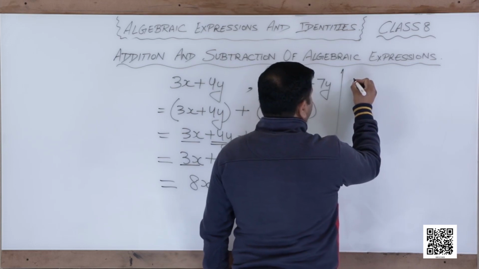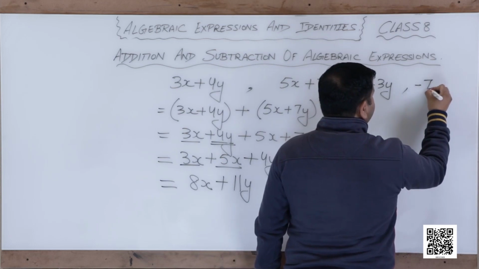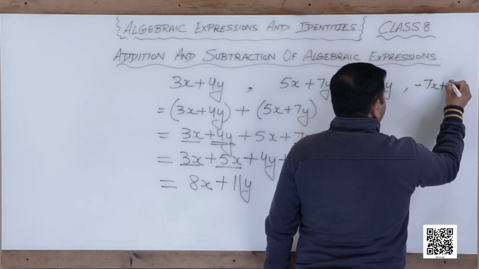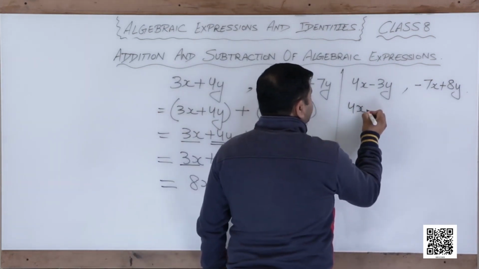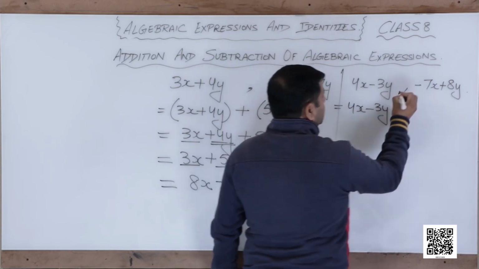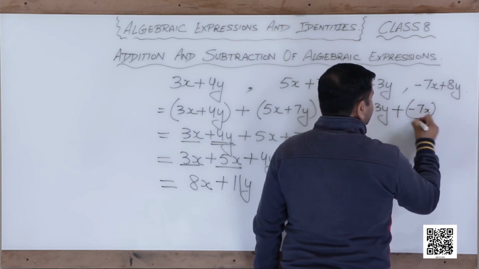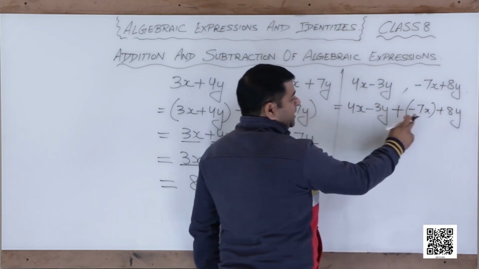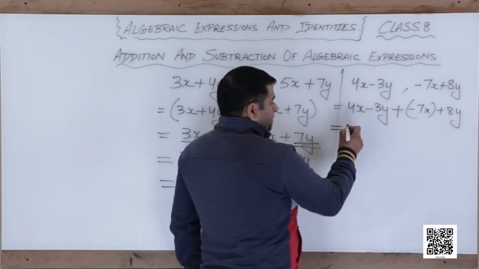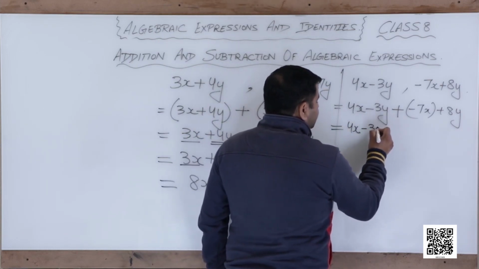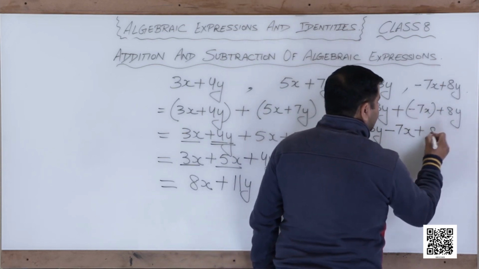Suppose we have an expression 4x minus 3y and the other one is minus 7x plus 8y. Now we have to add them. So the first one is 4x minus 3y. If we have to add, then we put a plus sign, and we have minus 7x plus 8y. We put a bracket because two signs cannot be put together. Now this is 4x minus 3y, plus into minus is minus 7x and plus 8y.